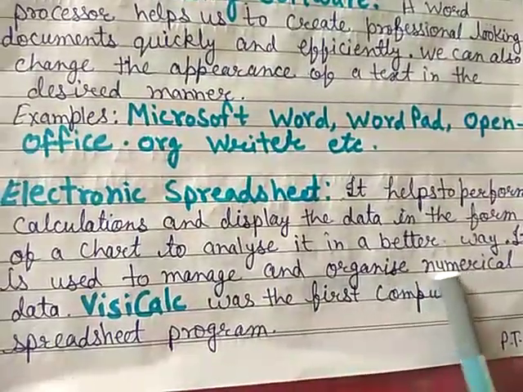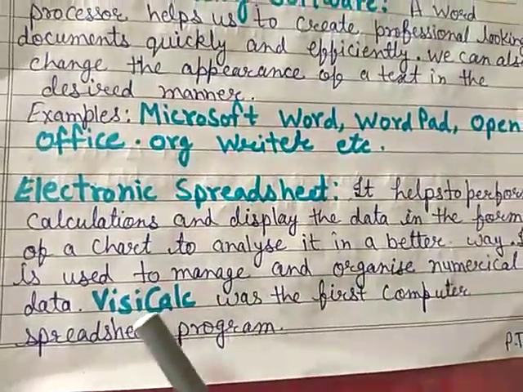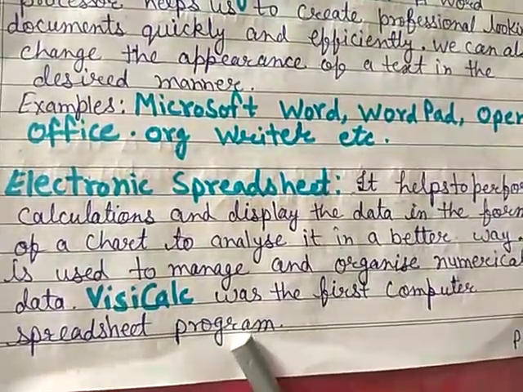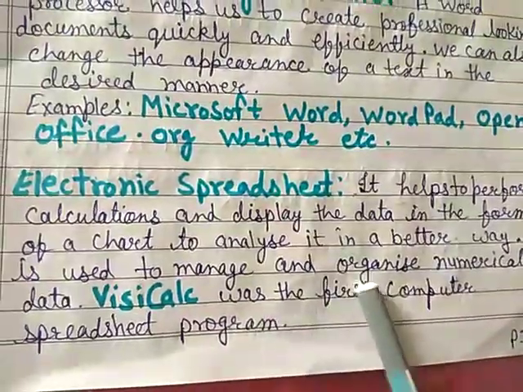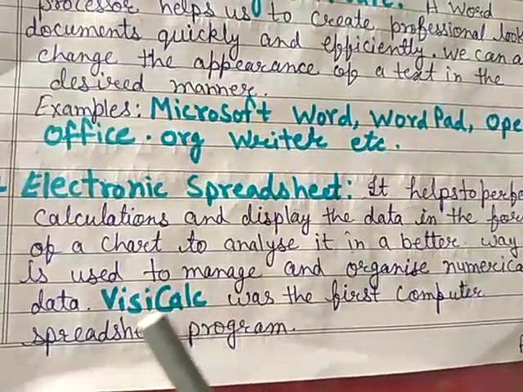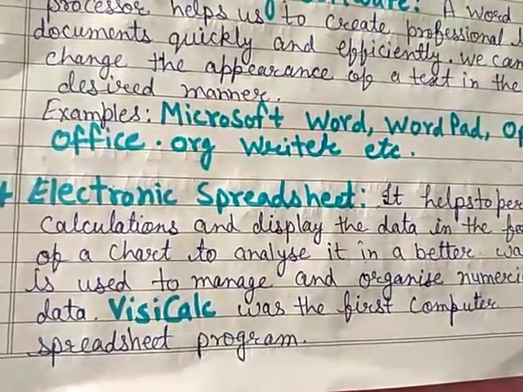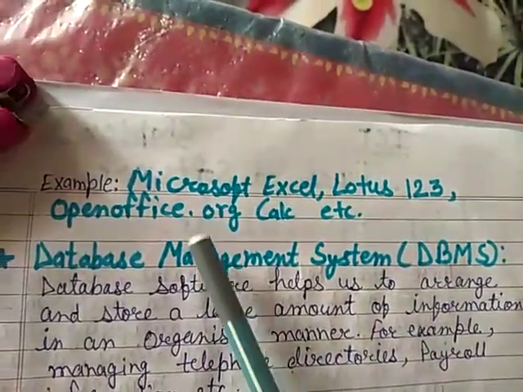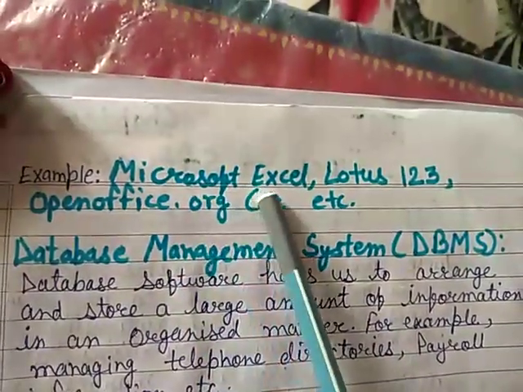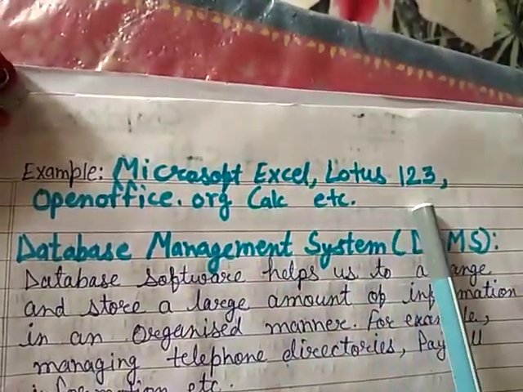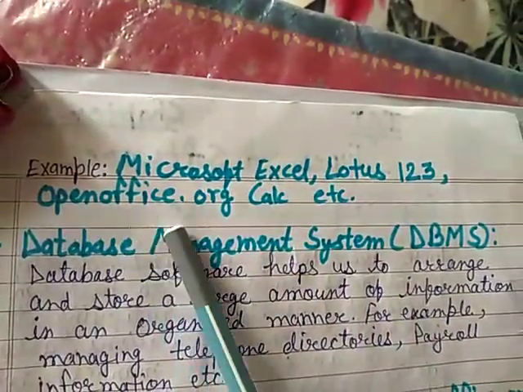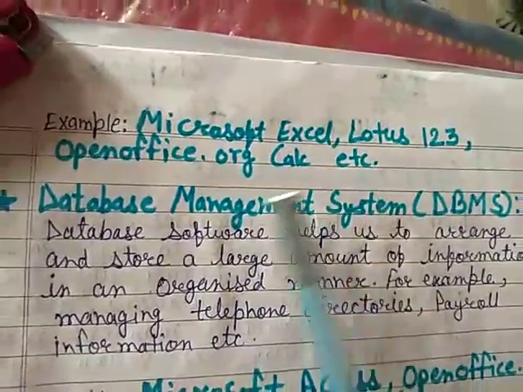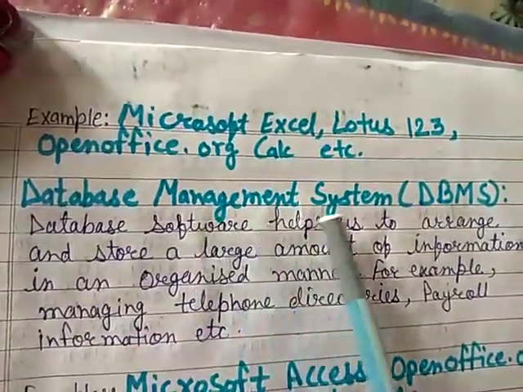Numerical, all of you understand, related to some numbers. VisiCalc was the first computer spreadsheet program. So, the first computer spreadsheet program was VisiCalc. Now, the examples of spreadsheet programs are Microsoft Excel, Lotus 123, OpenOffice.org Calc, etc. The next one is database management system.